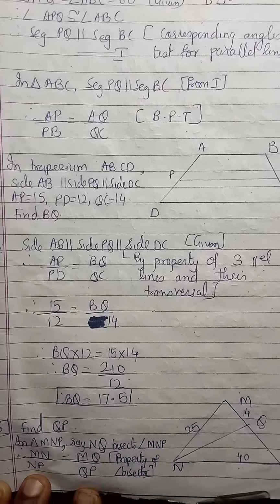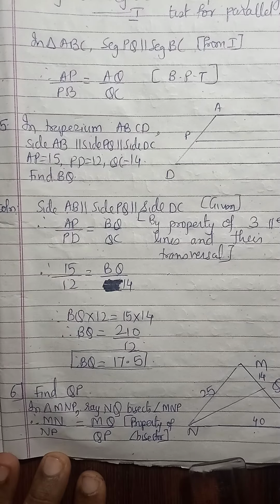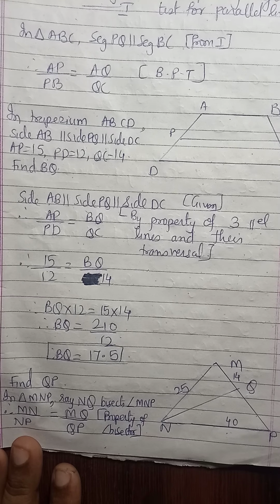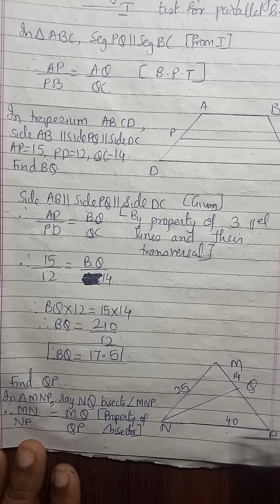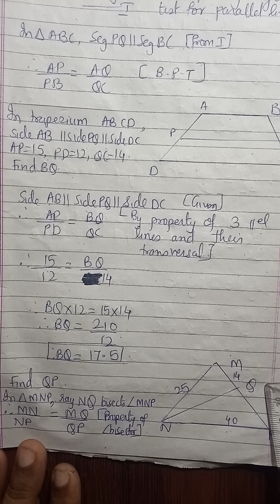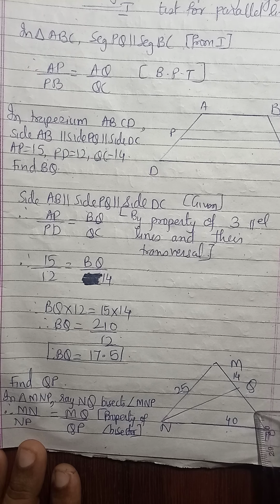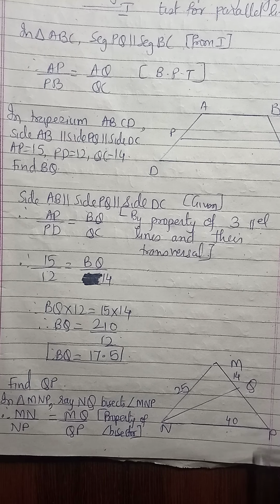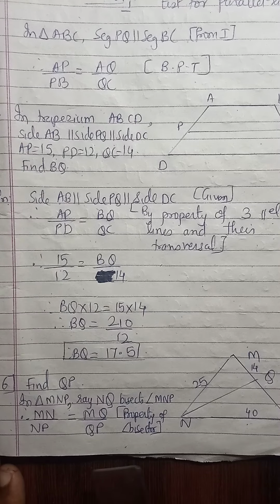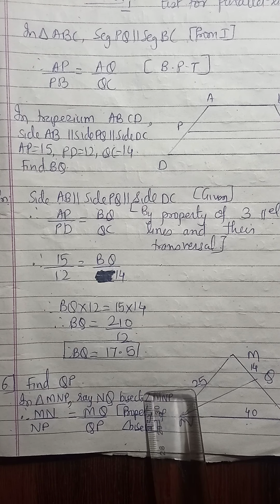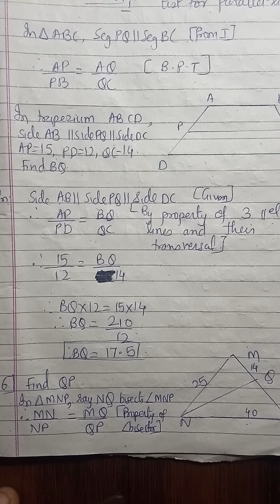One more sum. Sum number 6. You can see the diagram; all information is given here. Triangle MNP, then NQ is an angle bisector. Values are given: MN is 25, NQ equals 14, NP equals 40.